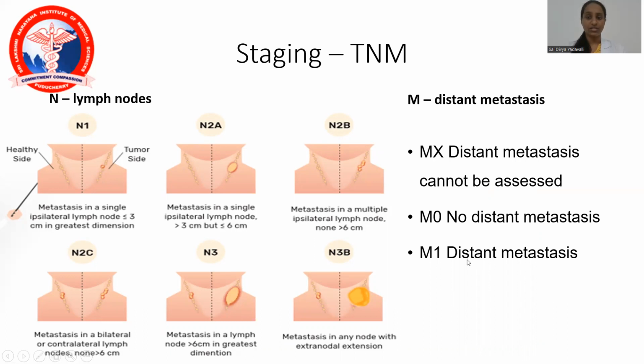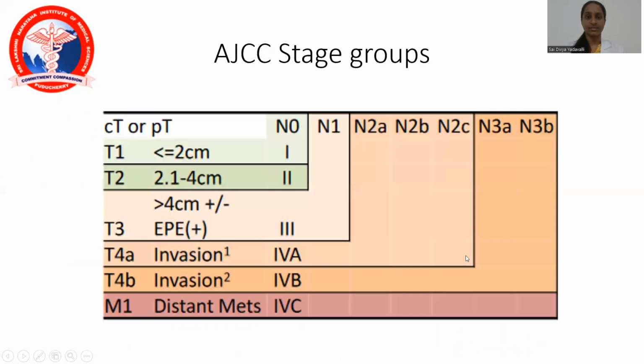As for many other tumors, the M stage is M0 or M1. M0 is no distant metastasis and M1 is the presence of distant metastasis. Based on the T, N, and M categories, a tumor is staged.